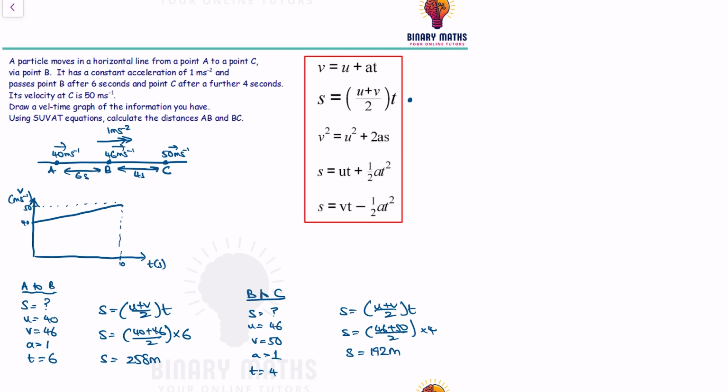So we had to work it out separately, actually, calculating the distances A to B and B to C. So A to B is this one, and B to C is this one.